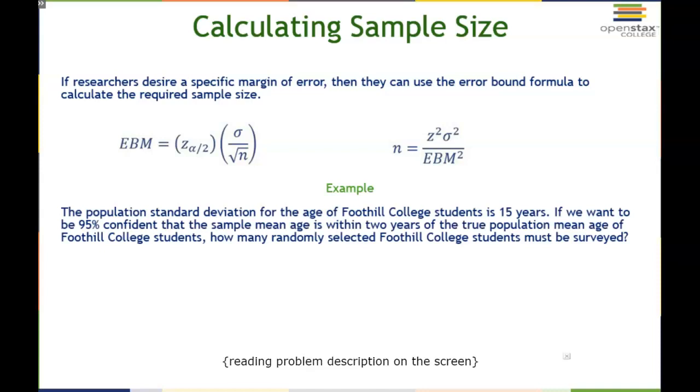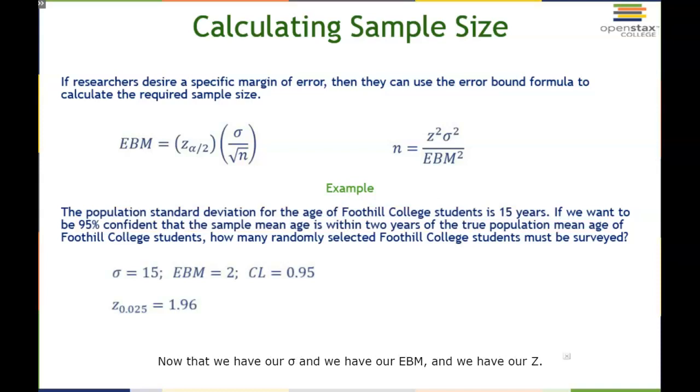Let's take an example. The population standard deviation for the age of Foothill College students is 15 years. If we want to be 95% confident that the sample mean age is within 2 years of the true population mean age of Foothill College students, how many randomly selected Foothill College students must be surveyed? All right, we know sigma is 15. We also know we want to be 95% confident, so our confidence level is 0.95. Our error, we want to be within 2 years of the true population mean age, and therefore our EBM is 2. The corresponding Z that goes along with 95% confidence is 1.96.